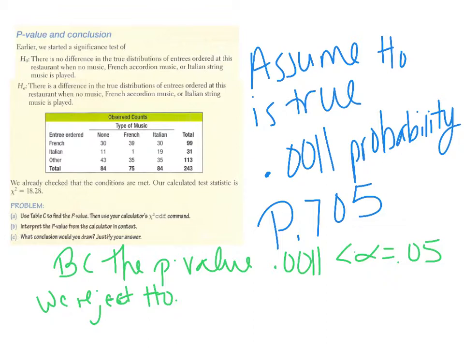And because the assignment here was random, it allows you to say that the difference was caused by the music, because this was a random experiment, we'll say.